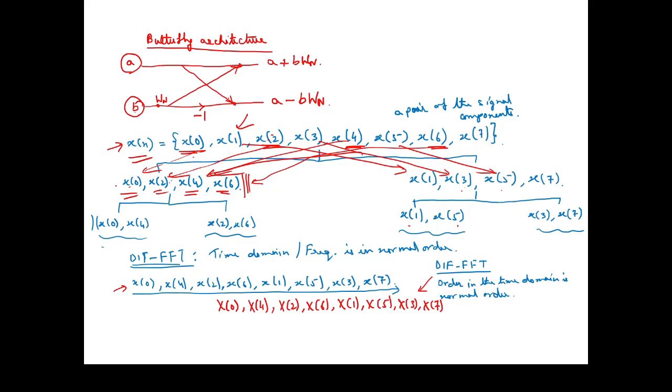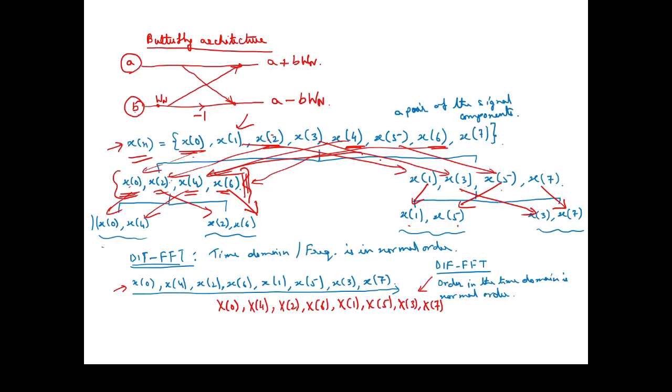Now again, when you have decimated at the first stage, you have got this signal. So again, you are choosing 0, x2 goes to the right, x4 comes over here, x6 has come over here. Similarly, over here also, x1, x3, x5, x7.